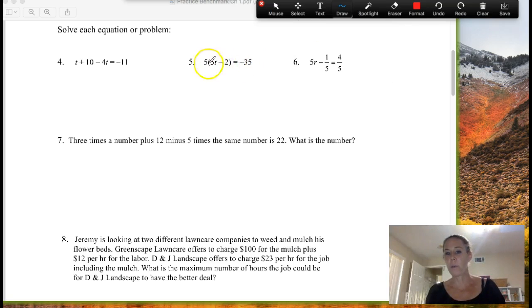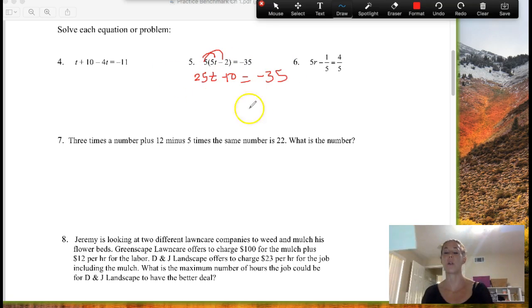All right, number 5, we have an equation. Before we start working both sides of the equal sign, we want to get rid of these parentheses. So we're going to do distributive property just to this side. So I'm going to multiply 5 by 5t, and I'm going to get 25t. And I'm going to multiply 5 by negative 2, and I'm going to get negative 10. So I've simplified this part. I still have my equal sign. I still have negative 35 on this side of the equation.